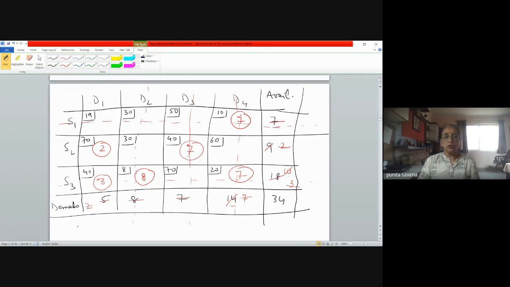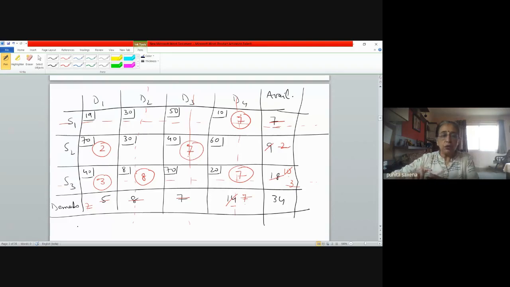Is that okay? Now you can see your basic cells have changed. If you compare the table from the northwest corner and this table, your basic cells have changed. Or even if the basic cell is same, like for example, S3D4, though it was a basic cell in the earlier table also, the value which that basic variable is taking is different. In the earlier case, X34 was 14, whereas in this case, X34 has turned out to be 7. So your allocation has changed basically.